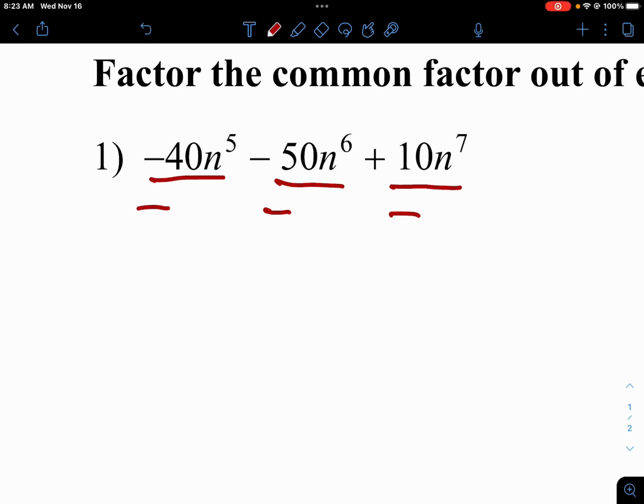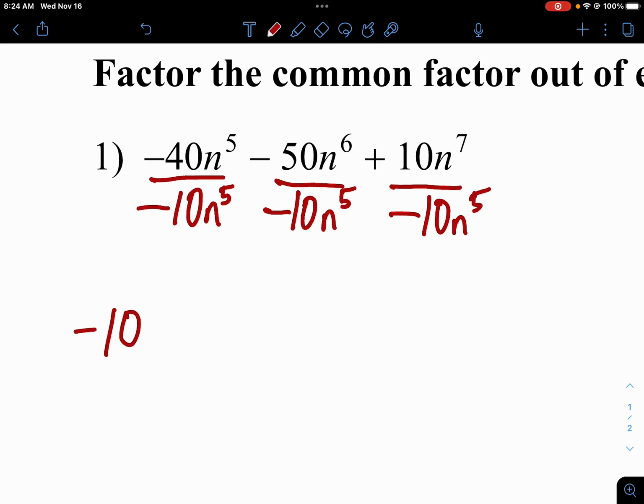Okay? So looking at 40, 50, and 10, the highest number I can go is 10. And it looks like I can take a 10 out of everything. So I can take a 10 out, a 10, and a 10. And then look at the exponents. Take out the lowest exponent, which is a 5. So I can take out n to the 5th. And so that all goes in the front as your GCF.